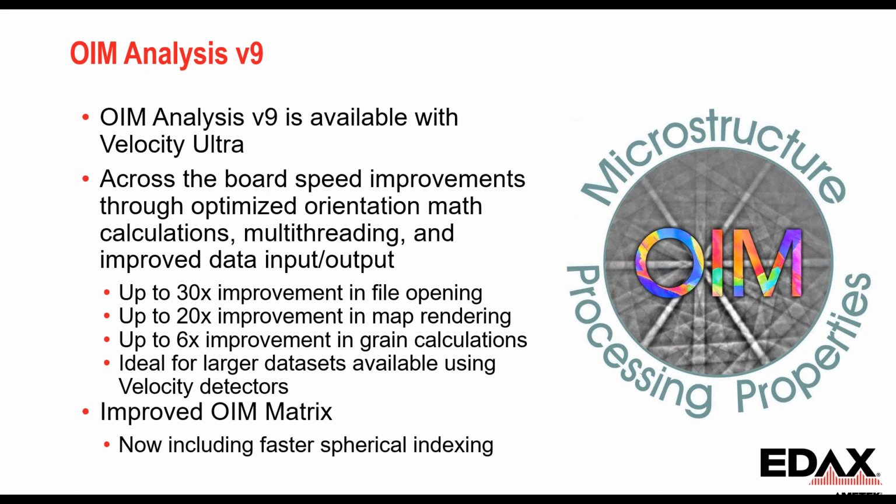And why this version's exciting is, we know with the Ultra, we can collect larger and larger data sets more easily. So we've really focused on across the board speed improvements through optimized orientation math, multi-threading of some of the calculations, and improved data input-output routines. So what we see, these are up to 30 times improvement in file opening, 20 times improvement in drawing the maps, 6 times improvement in grain calculations, and it's really ideal for these larger data sets.